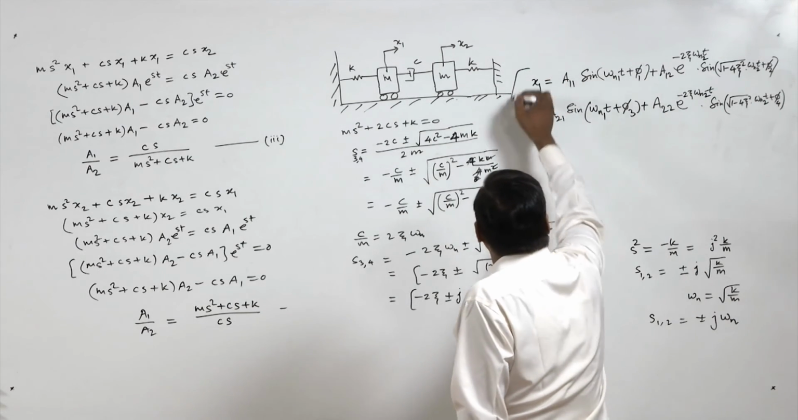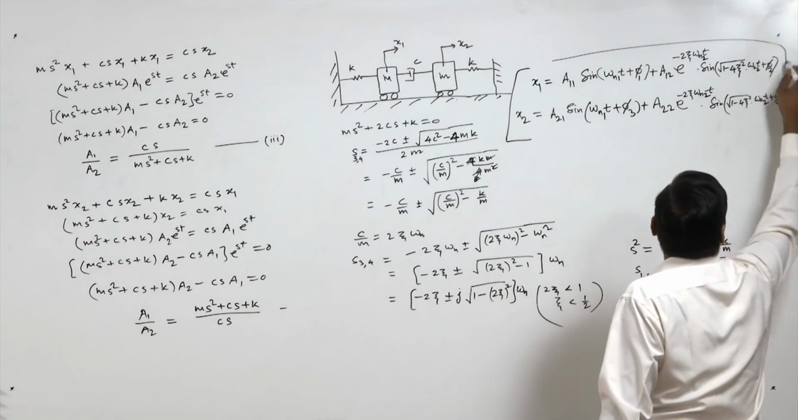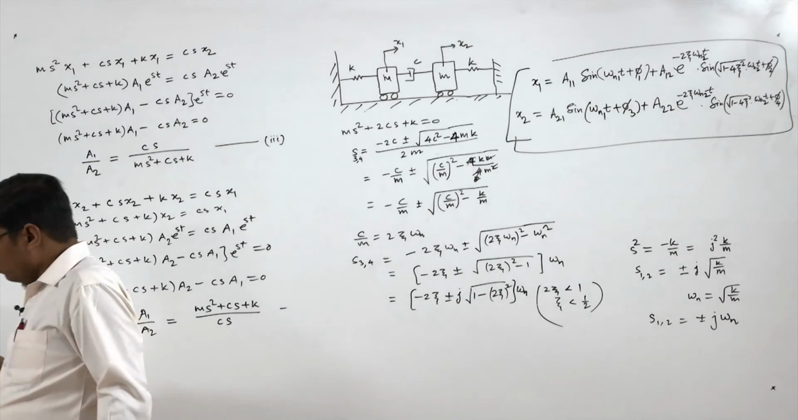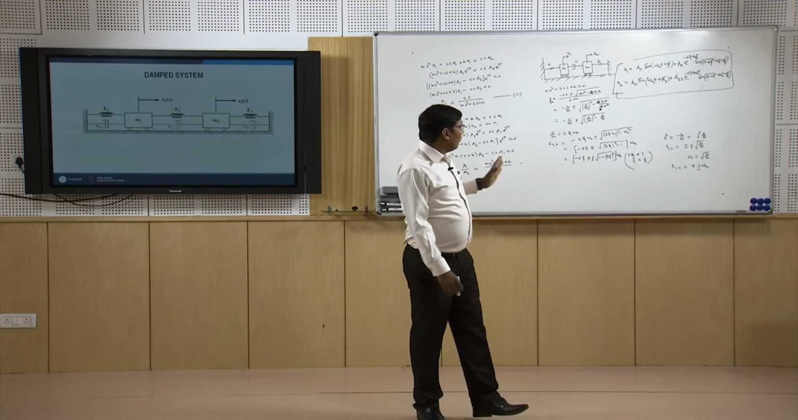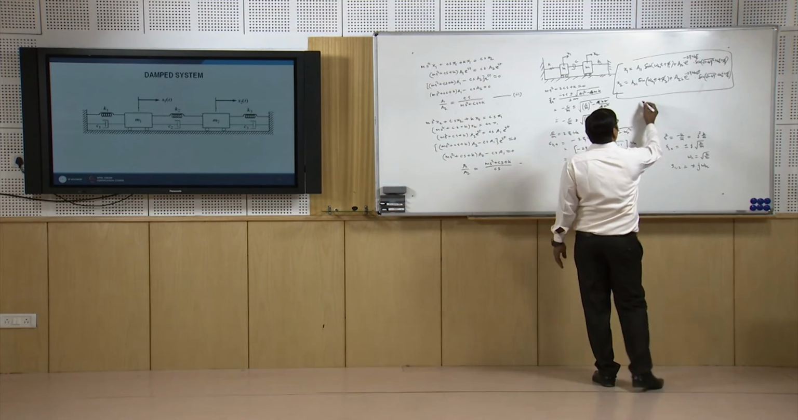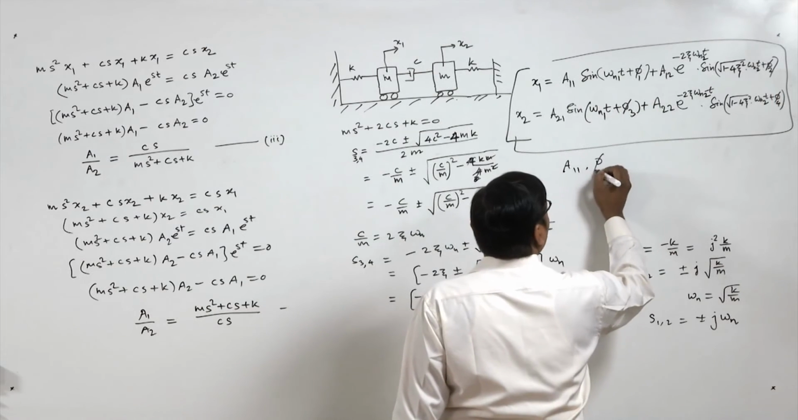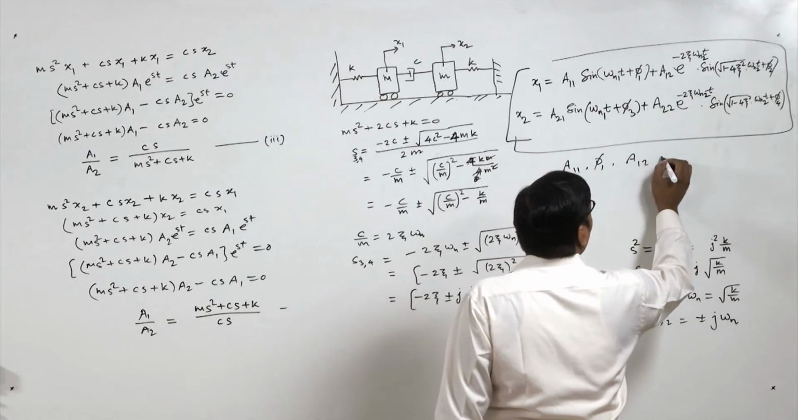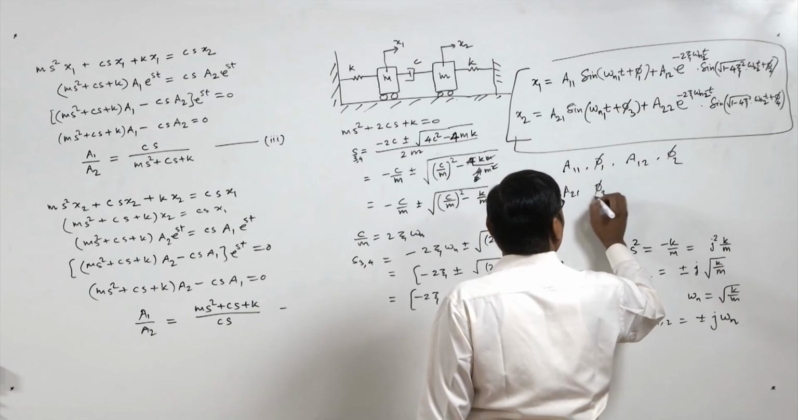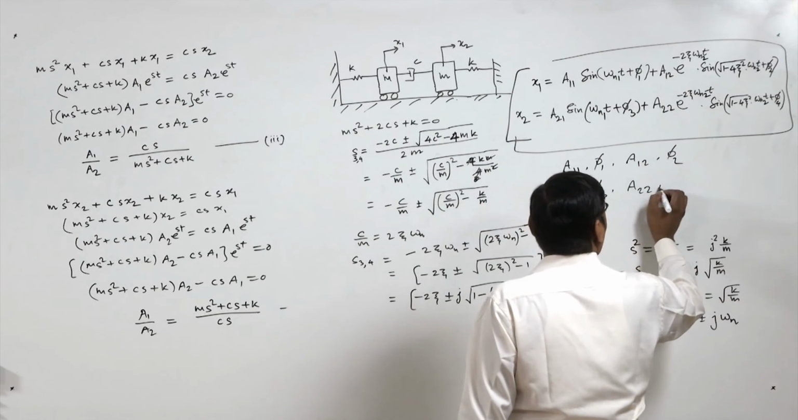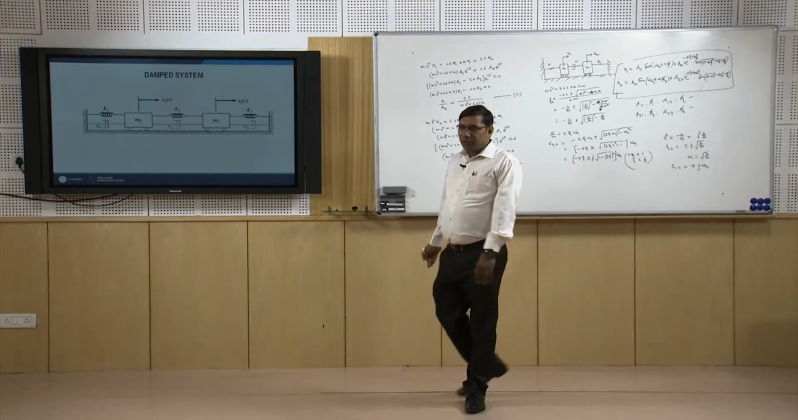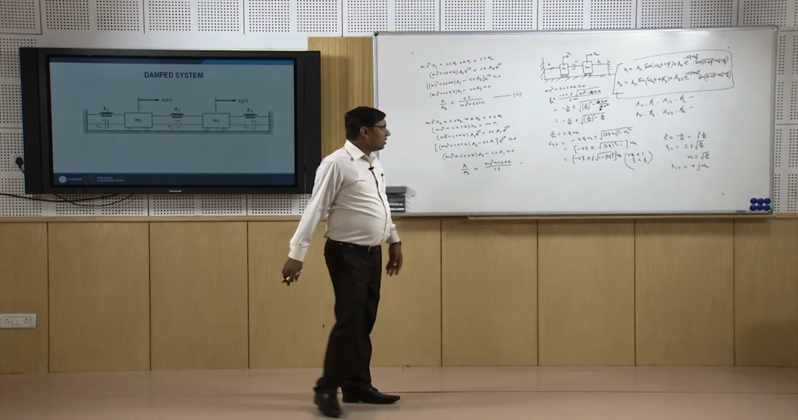So here we can see these are the free vibration responses of the system, and the values of these constants, that is A11, phi 1, A12, phi 2, or A21, phi 3, A22, phi 4, will all depend on the initial conditions.